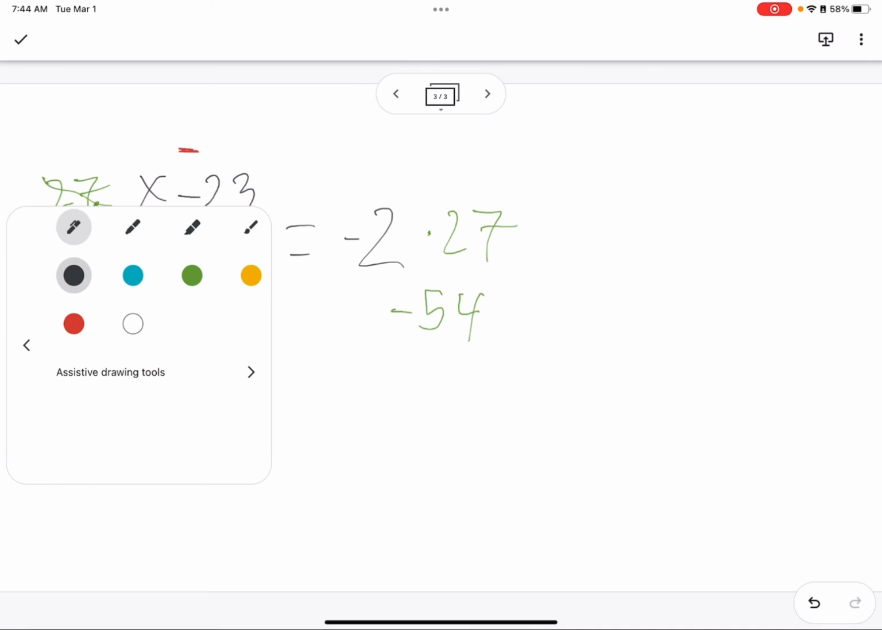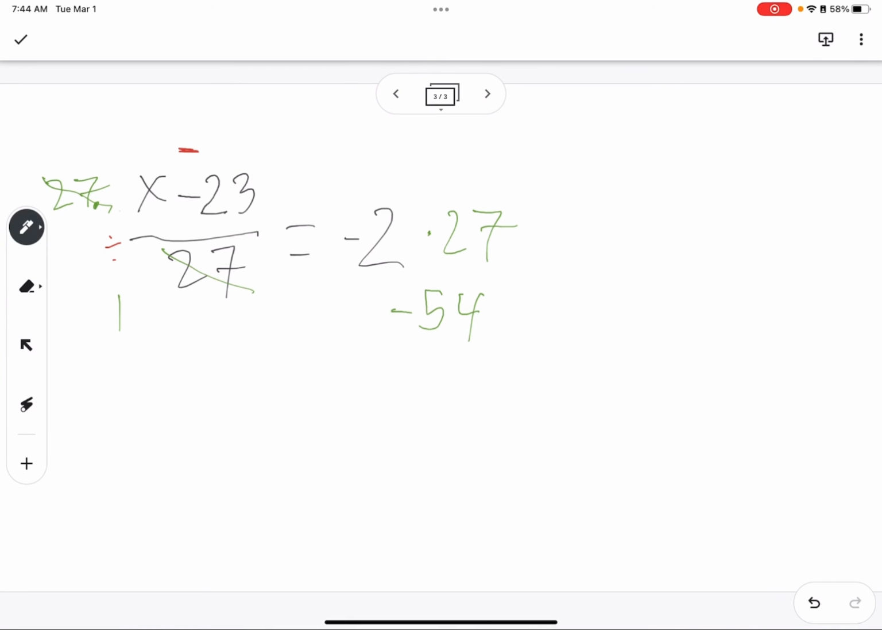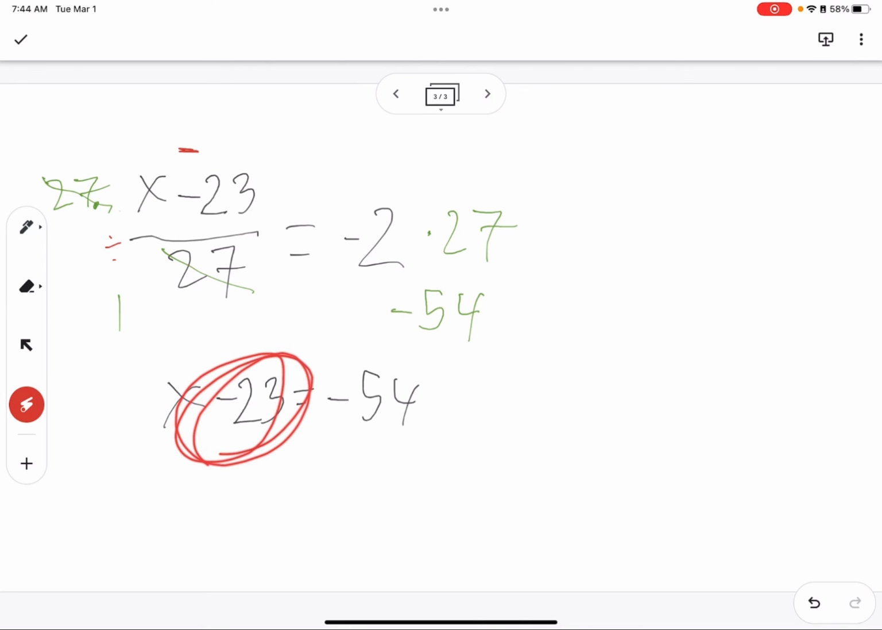Okay, so let's rewrite everything of what we've got left. So here we've got x minus 23 over 1, and we don't have to write the 1, so we can just write x minus 23 equals negative 54. Now, what are we going to do to get rid of this? Well, we've got a negative 23. We need to make it 0, so we're going to add 23, and we got to do it to both sides.